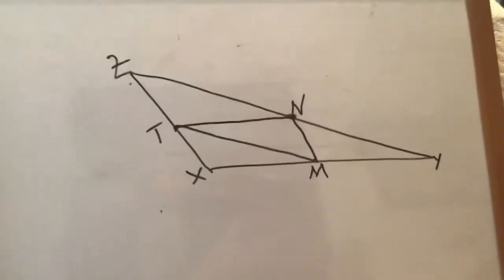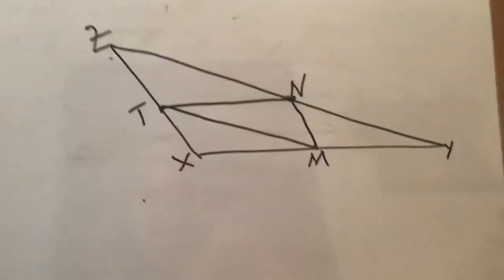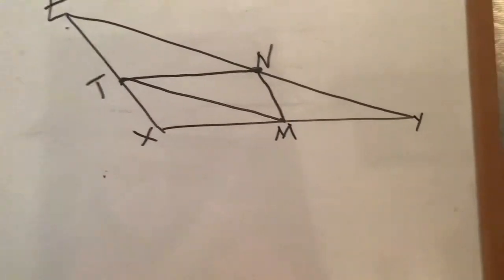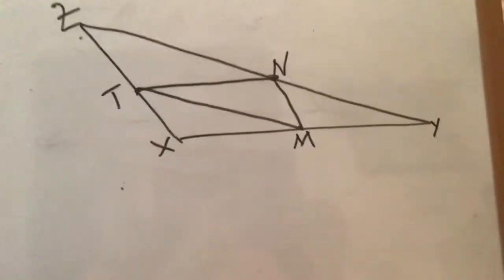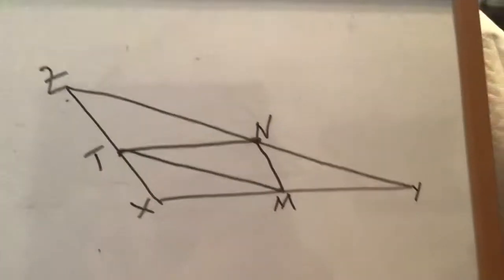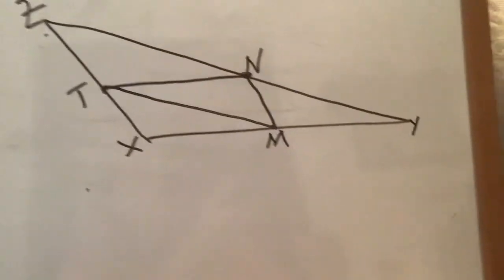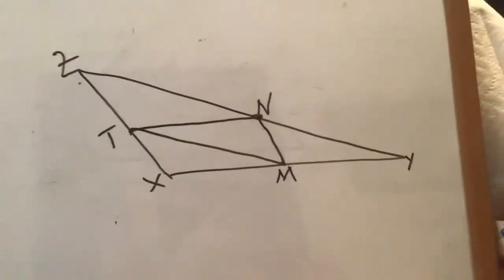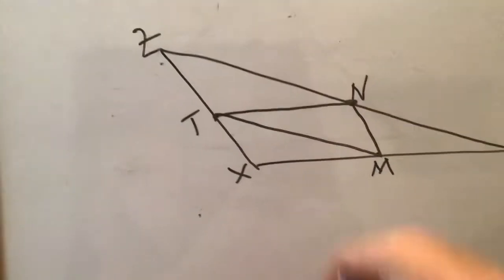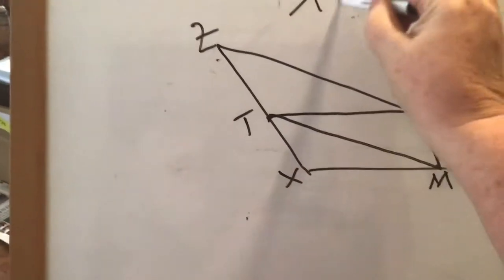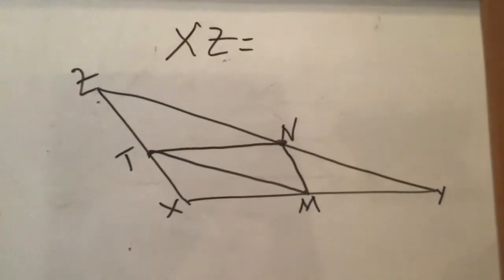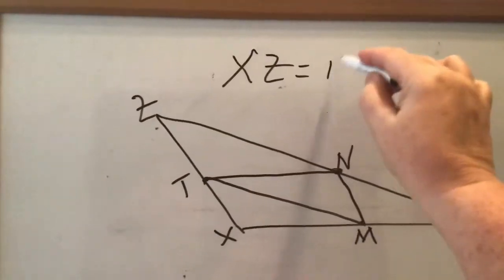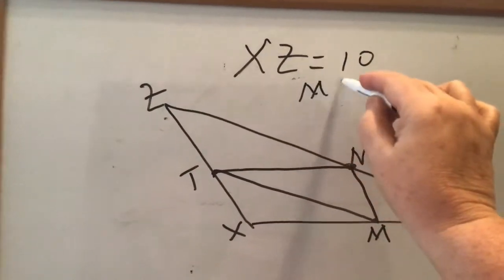I can't figure out how to adjust my camera so that I can make this better, but in this picture we're going to start out by saying that XZ is going to equal 10. So we want to know what MN equals.